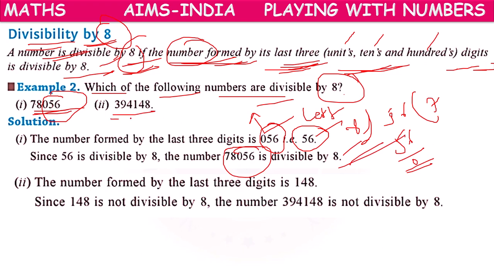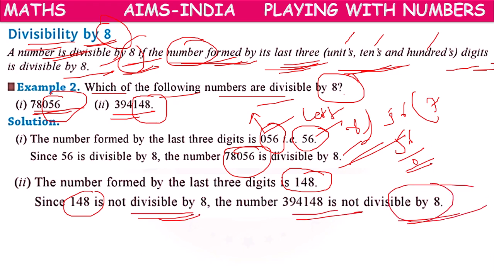Or in this number, the last three digits are 148. But 148 is not divisible by 8. So the total number is not divisible by 8. Like that we can tell.